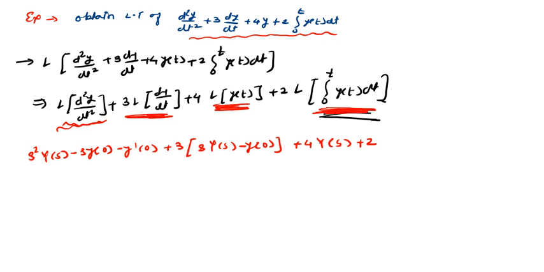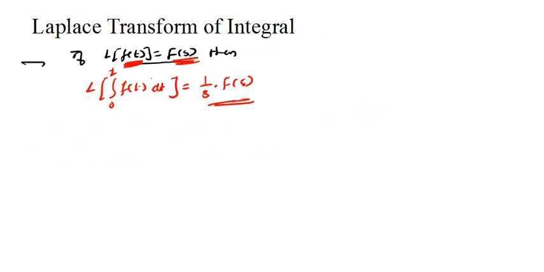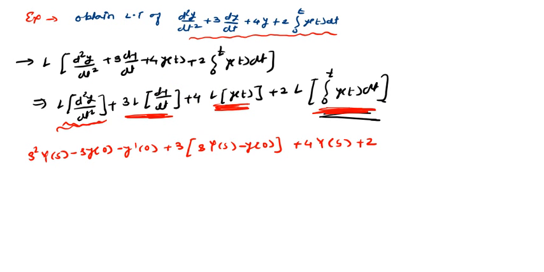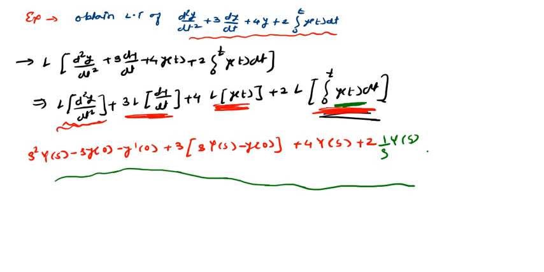This is the integration over this function y of t, and what we have seen in the definition, if you take the integration from 0 to t, what will be changed here? This F of s will get divided by this s, that's it. That is what we have to do here. Only this Laplace of this will be Y of s, and you just need to divide it by s, and that will be your final Laplace transform of the given differential.